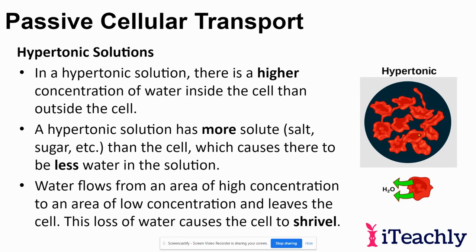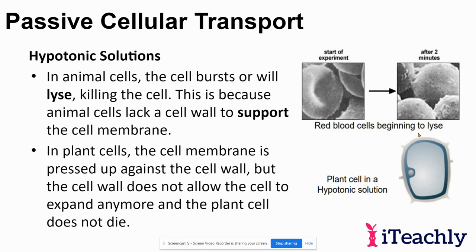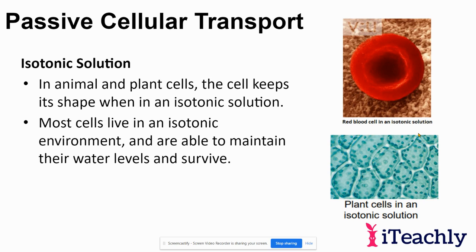If it's in a hypertonic solution, the cell will lose weight. If it's in an isotonic solution, the cell will not gain or lose weight; the weight will stay the same. And if it's in a hypotonic solution, the cell will gain weight. That's what that lab is going to give you, is weights. So in animal and plant cells, the cell keeps its shape when it's in an isotonic solution. This is what your cells prefer and where they survive the best.